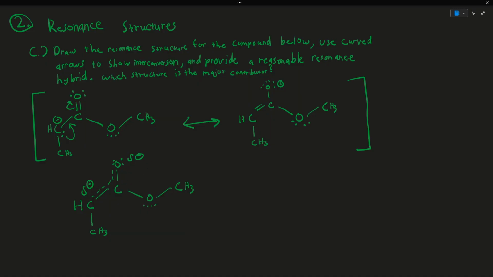And so now let's determine which one is the major contributor. So we see that in both, every atom in the compound has a full octet, right? And so this now goes back to our conversation with electronegativity, right? So we saw that oxygen is more electronegative than carbon, so it's more likely to have the charge than carbon is. And so that tells us that this one right here, with the oxygen having the negative charge, is the major contributor.